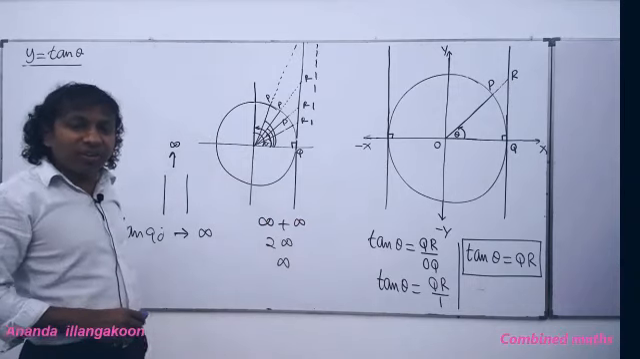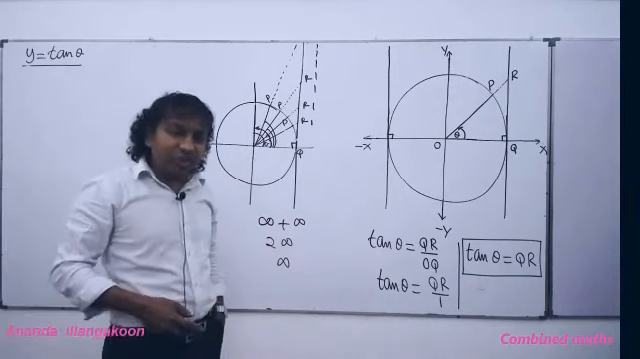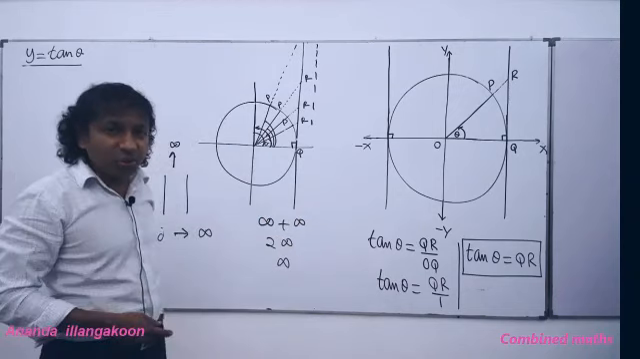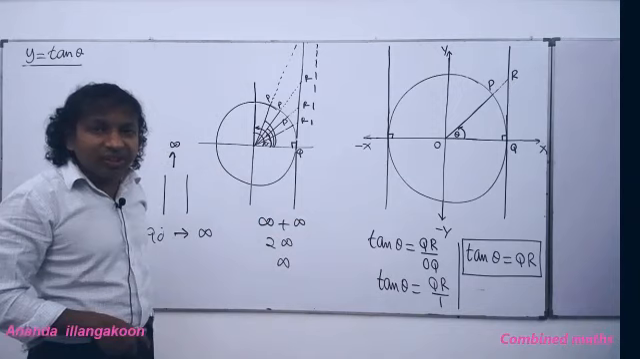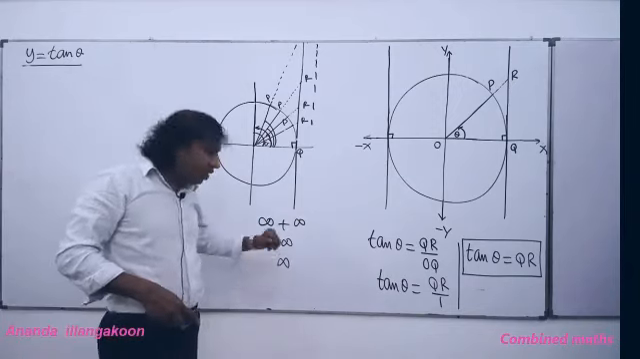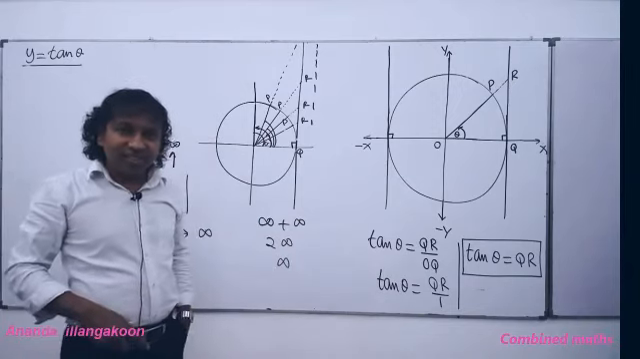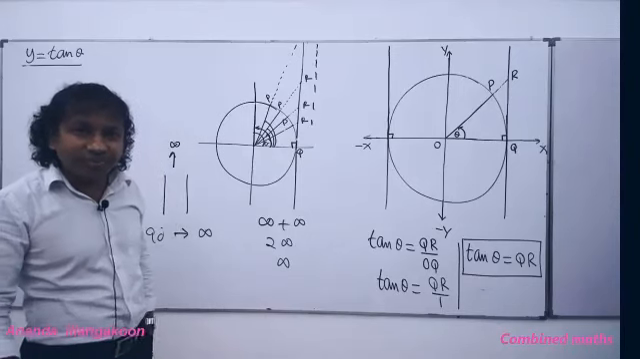Infinity is that big. When we add infinity to infinity, we know that x plus x is 2x. Infinity plus infinity is 2 infinity. That 2 infinity again we denote by infinity. Something like that is infinity.